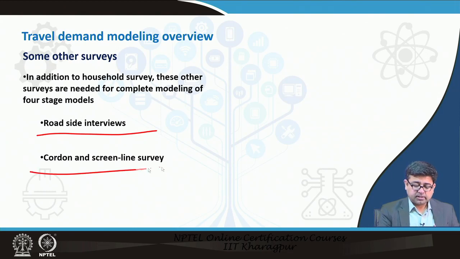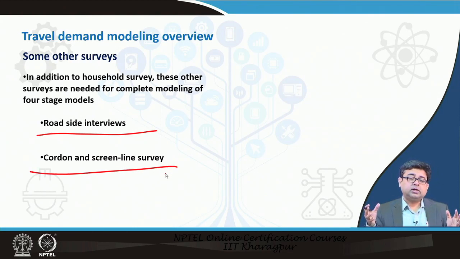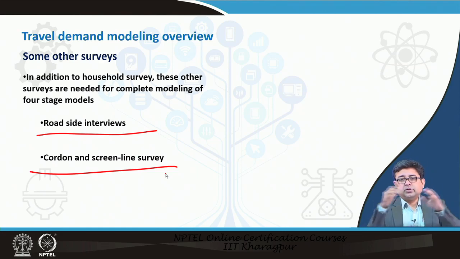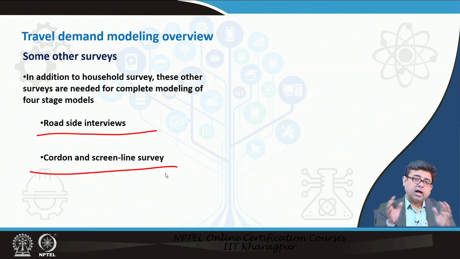And cordon and screen line counts are done to determine the existing volume of traffic on the network. If you have a network, you draw a cordon around that network and you count the vehicles that are coming into the cordon and the number of vehicles that are going out of the cordon. Then you know essentially how many vehicles are there within the cordon at a given point in time. That tells you the existing volume of vehicles in your roadway network. That kind of survey is called a cordon or screen line survey.